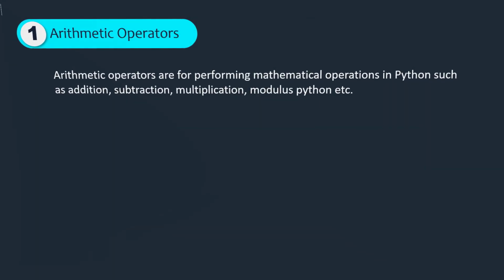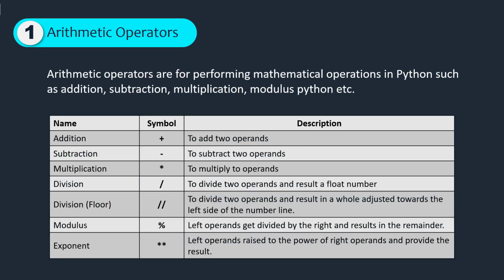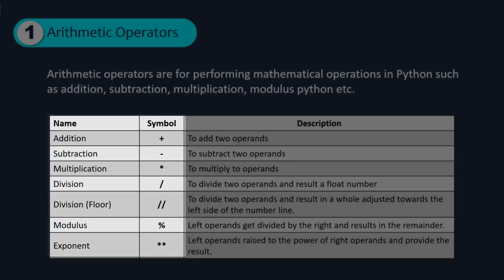Moving ahead, we'll start with arithmetic operators. Arithmetic operators are for performing mathematical operations. In Python, all mathematical operators are categorized into one category called arithmetic operators. The examples are addition, subtraction, multiplication, modulus, etc. We'll see the table below. 7 operators are there: addition, subtraction, multiplication, division, floor division.